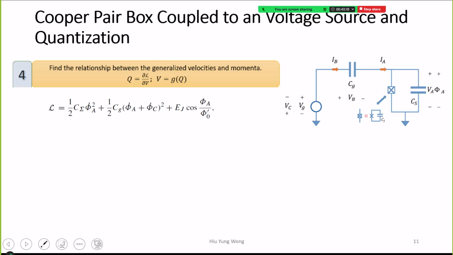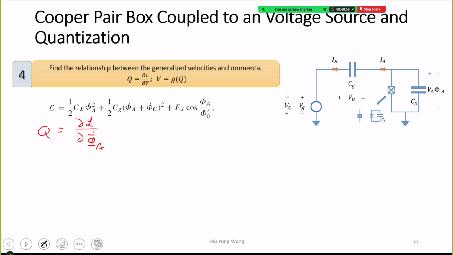Okay, so we have the Lagrangian. Then what does it mean? With the Lagrangian, the next one we want to find is the momentum, right? Because you need to find the generalized momentum in order to get the Hamiltonian. Okay, so we follow the equation. So what is the momentum by definition? Q is the momentum here, equal to partial L, partial phi A dot, right? We use this definition, Q equal to partial L, partial V, right? V is the velocity, right?